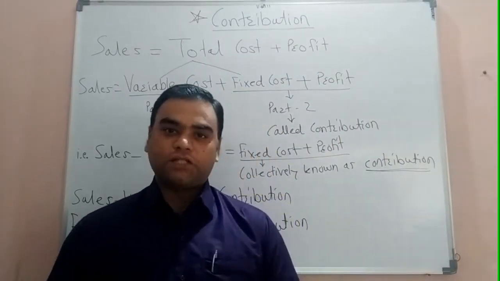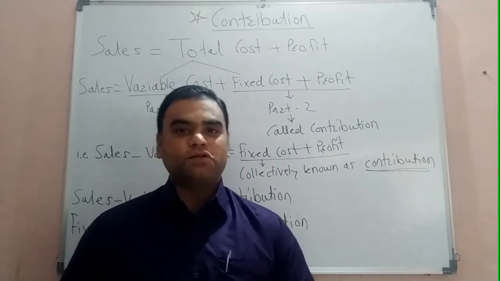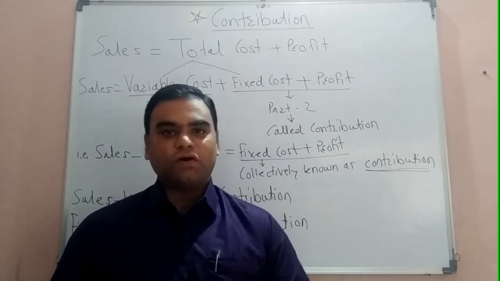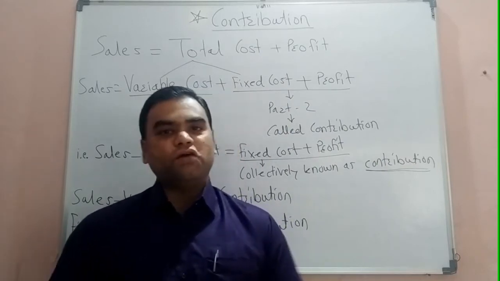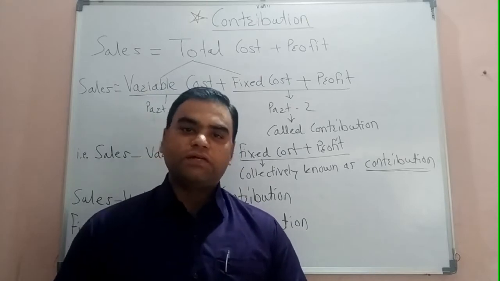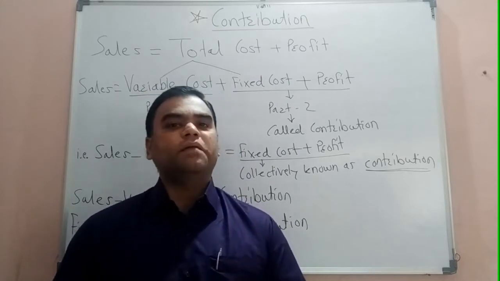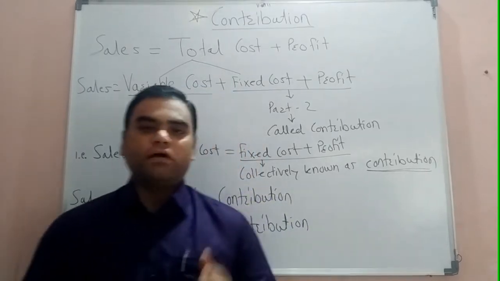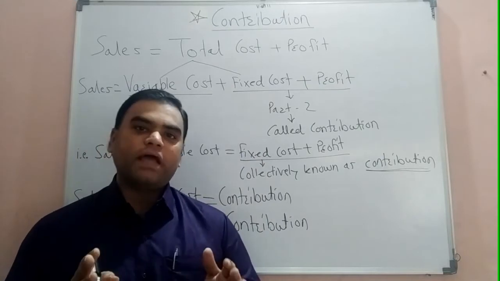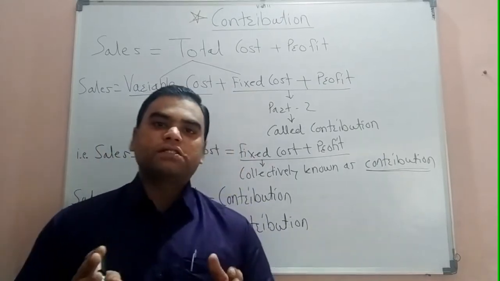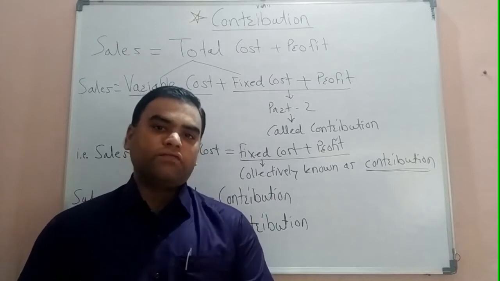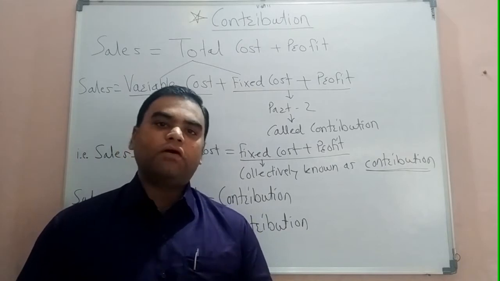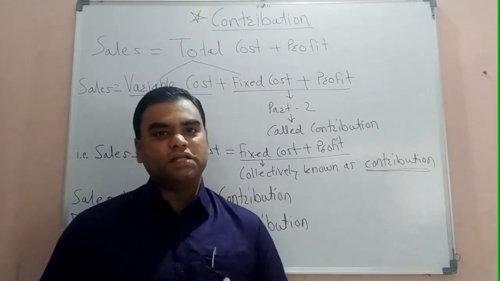Since our last two lectures, we have been discussing various basic concepts of the marginal costing technique. In our first lecture, we discussed what is meant by fixed cost, examples of fixed cost, two types of fixed cost, that is per unit fixed cost and total fixed cost, and the variability or changeability of fixed cost. And in our last lecture, we discussed what is meant by variable cost, examples of variable cost, two types of variable cost, that is per unit variable cost and total variable cost, and the variability or changeability of the same.